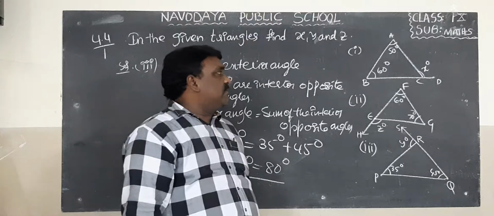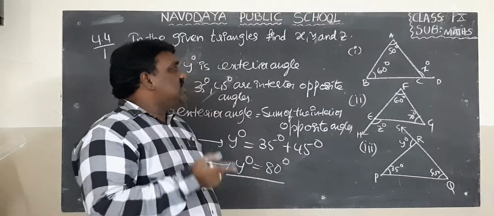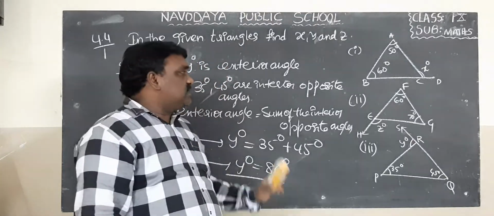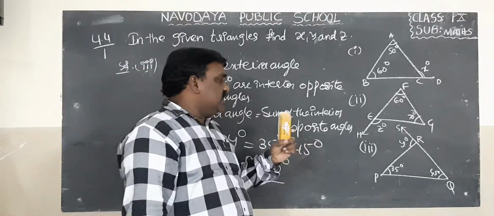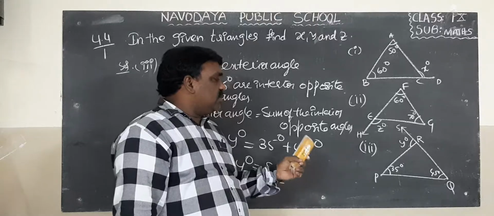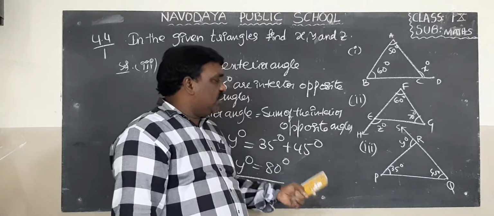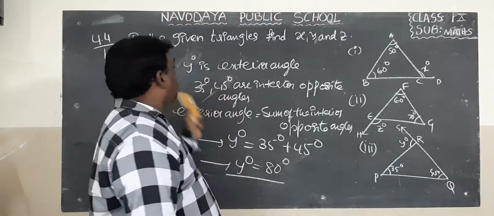So in the first diagram, X equals 60 plus 50, 110. In the second diagram, Z equals 60 plus 70, 130. The third diagram, Y equals 35 plus 45 equals 80. Okay? Write down.